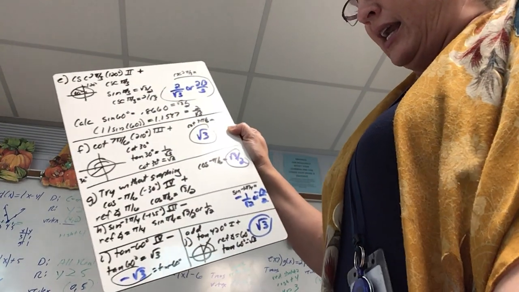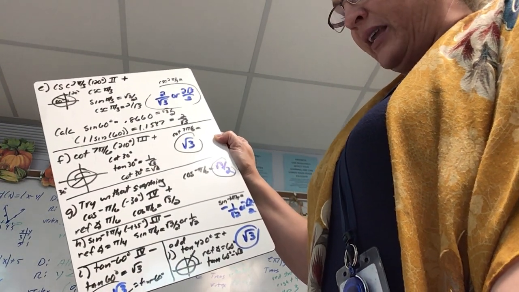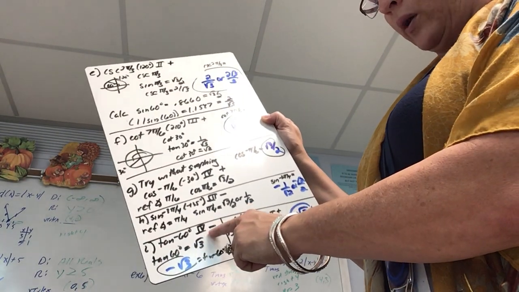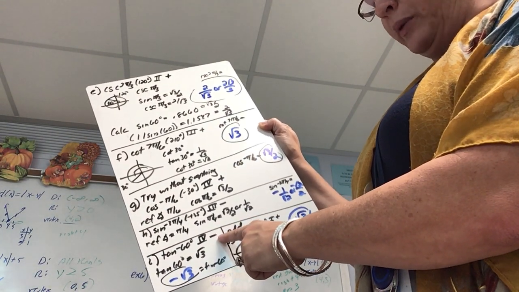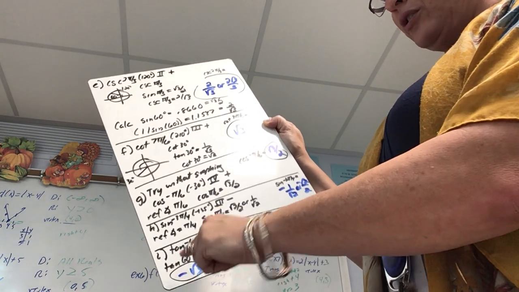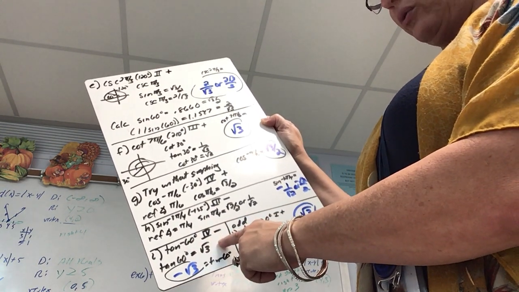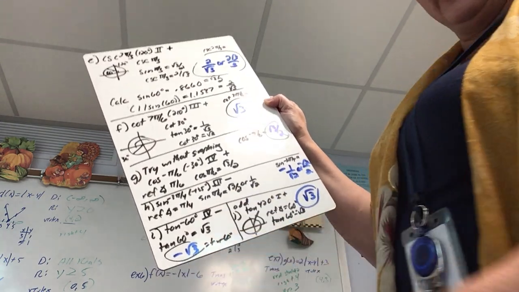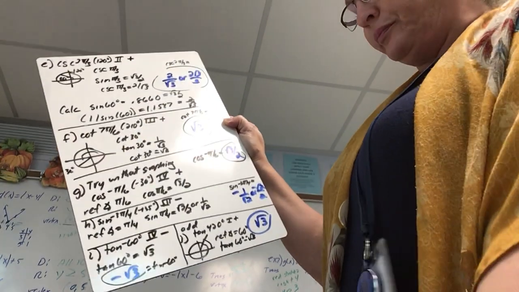All right, let's take a look at I, tangent of negative 60. Negative 60 is in quadrant 4, and so its tangent will be negative. What's the reference angle for negative 60? It is 60. So the tangent of 60 degrees is square root of 3, but I'm in quadrant 4, so the answer is negative square root of 3.